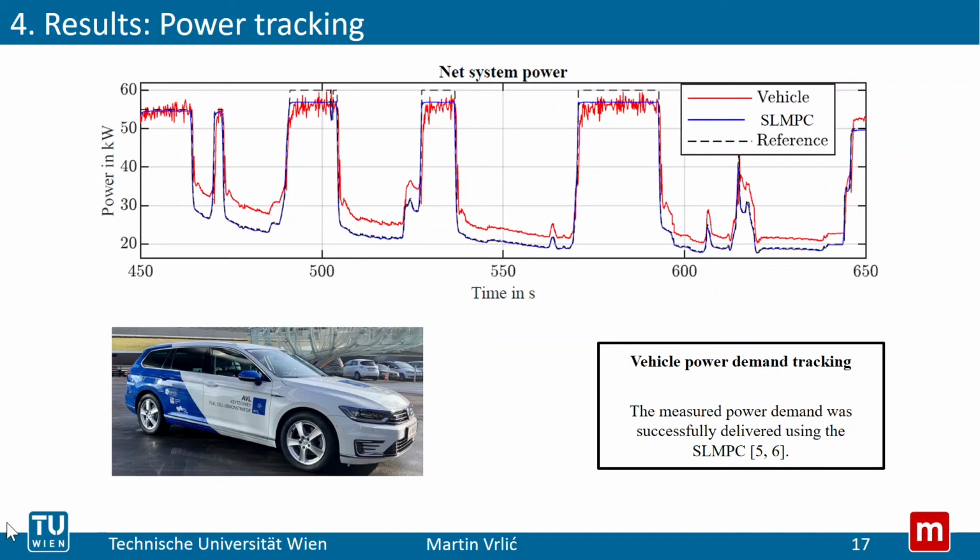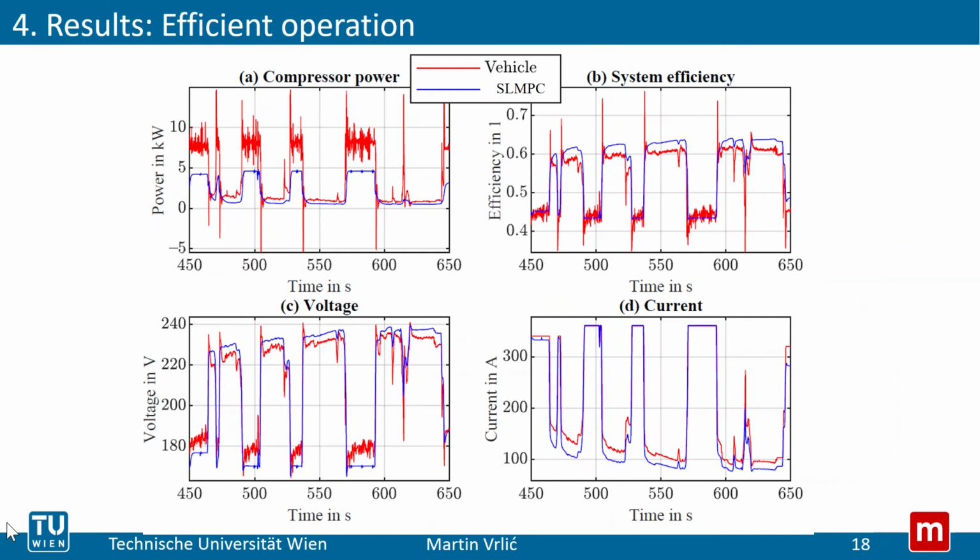The next goals were efficiency and safety. For efficient operation, you can see on the top left plot that compressor power has been reduced. So if our control strategy would be employed, less compressor power would be used. On the top right plot, you can see that system efficiency overall will be higher. That's the blue line. In turn, it means that the fuel cell operates at higher voltages, as you can see from the bottom left plot, which in turn means, as you can see on the right bottom plot, that the current is usually lower, which means that less hydrogen is consumed, so fuel is saved.